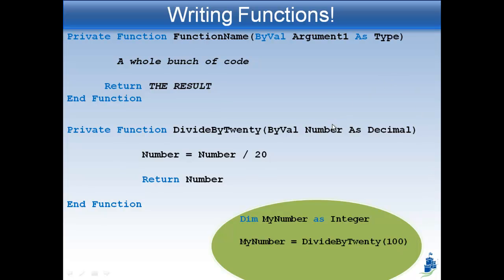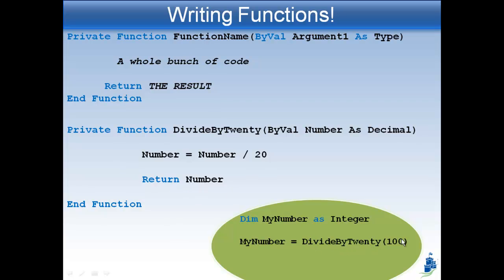Well, 100 comes in up here. It says, okay, my number is 100. I'm going to divide that by 20, I get 5, and then I return 5. So this whole right side simplifies to just 5, right? Even though I've put 100 in here, that becomes number when the function is called. And then that number, after getting divided by 20, is returned.